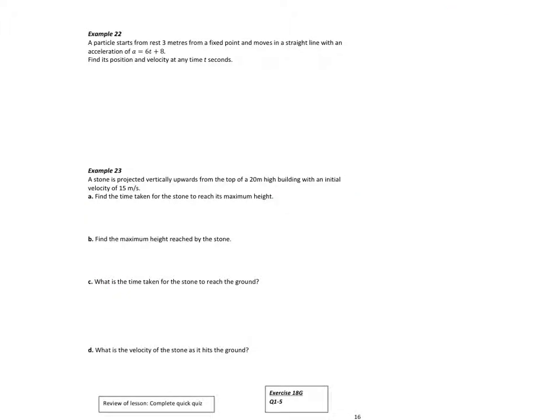All right, a particle starts from rest 3 meters from a fixed point and moves in a straight line with an acceleration of, find the position and velocity. So acceleration is equal to dv dt, which is equal to 6t plus 8. So to get from acceleration to velocity, I do an antiderivative.